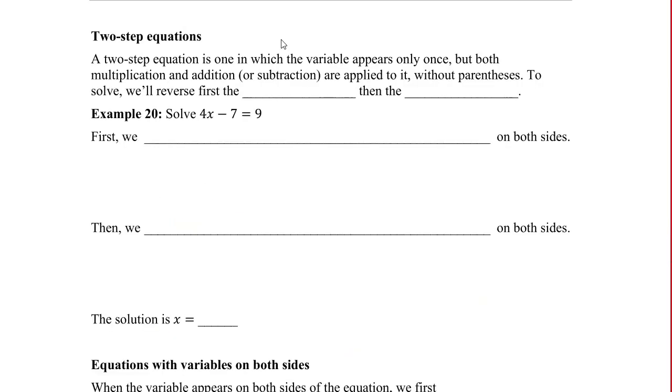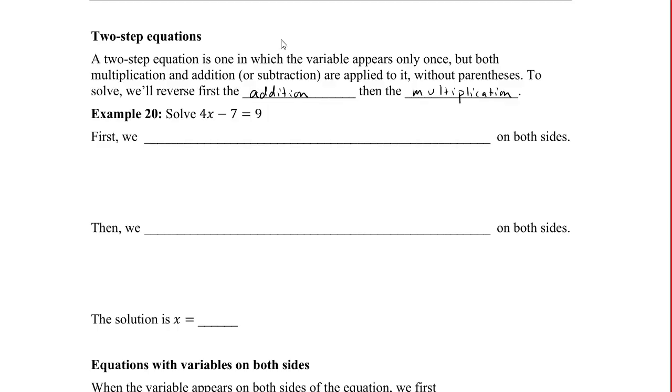Now that we know how to solve a one-step equation, the next simplest equation is what's called a two-step equation. In a two-step equation, the variable still only appears once, but now two things are happening to it. And they're things that we cannot combine by simplifying. So it must be that there's addition or subtraction, and there's also multiplication. So order of operations says that multiplication happens before addition. In order to reverse that, we're going to first reverse the addition, then reverse the multiplication.